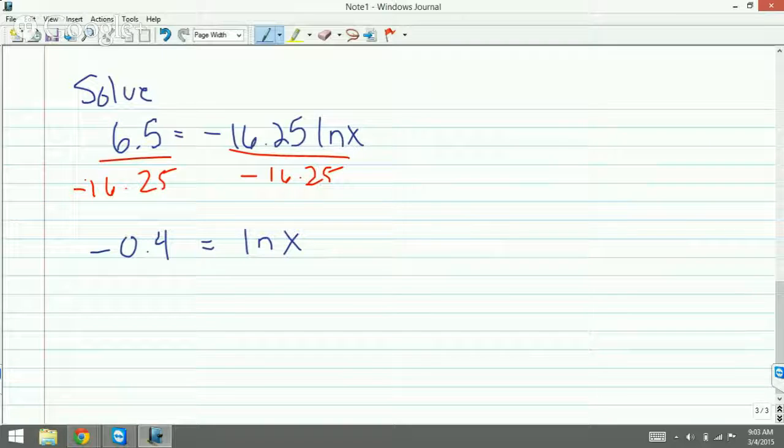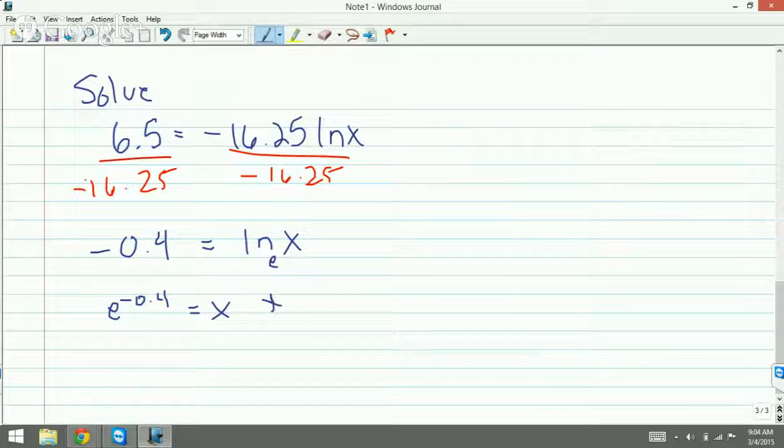No. This is a function. Okay. It's like sine, cosine, tan. We just can't move it around. It's not like a number. How did we get rid of log? What did we change them to? We changed it to an exponential, right? So if I change this to an exponential, my base is e. So I will have e to the negative 0.4 equals x.